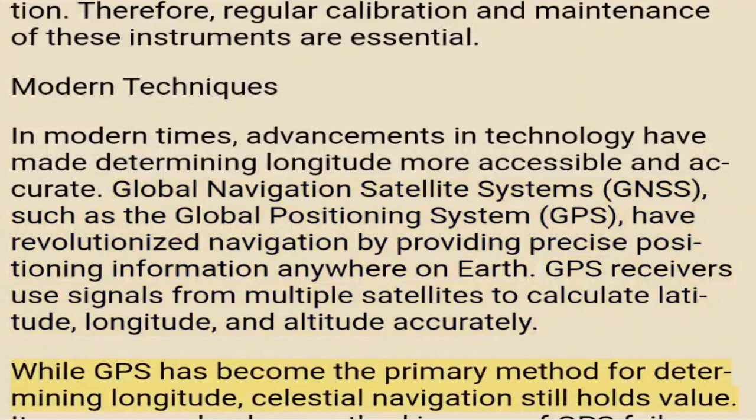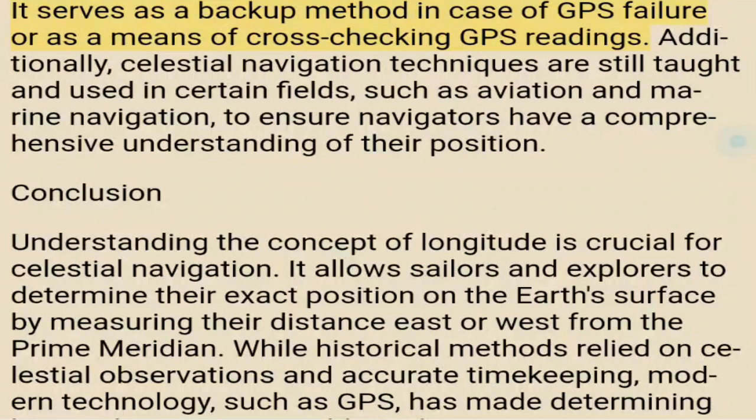While GPS has become the primary method for determining longitude, celestial navigation still holds value. It serves as a backup method in case of GPS failure or as a means of cross-checking GPS readings. Additionally, celestial navigation techniques are still taught and used in certain fields, such as aviation and marine navigation, to ensure navigators have a comprehensive understanding of their position.